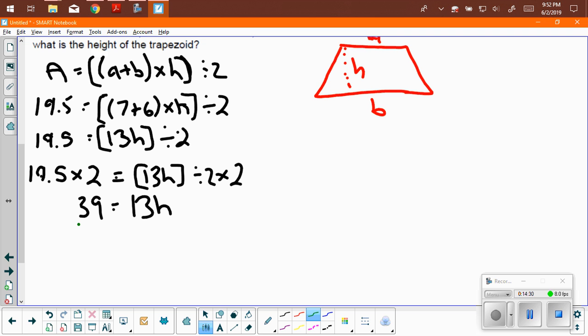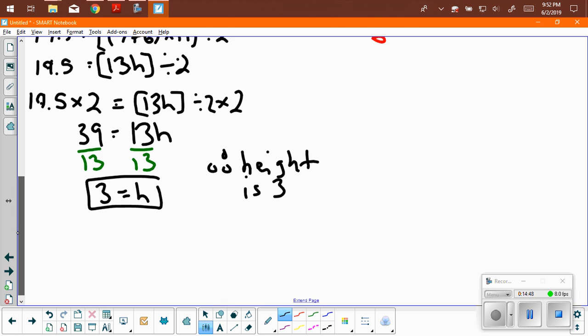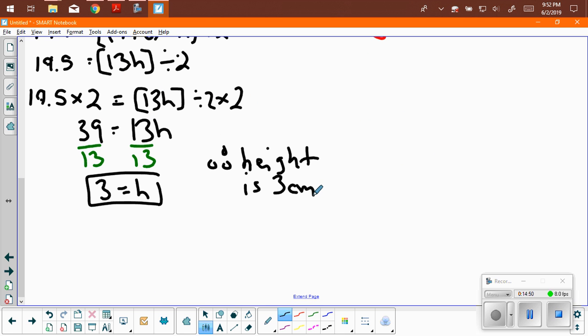Last step will be to divide both sides by 13. Divide that by 13, and 3 is equal to H. So therefore, height is 3, and what unit was this? Centimeters again? Yeah, centimeters. Okay, so there you have it.